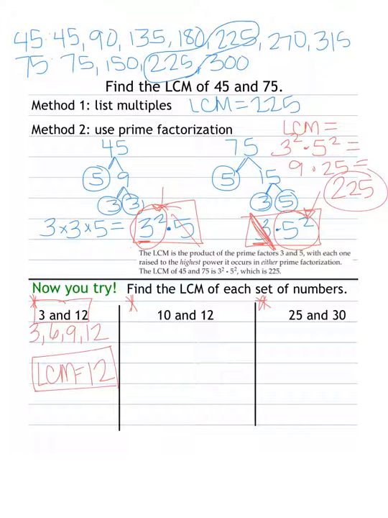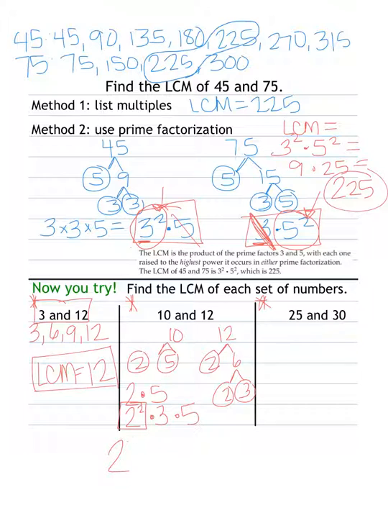For 10 and 12, we'll use the prime factorization method. So 2 and 5, and then 2 and 6, and 2 and 3. So let's list this out. We have 2 times 5, and then 2 squared times 3 times 5. So there's 2's, there's 3's, and there's a 5. There's 2's in each one. I'm going to take the one with the highest exponent, so 2 squared. Then I like to just cross it off so I know I've already pulled it out.